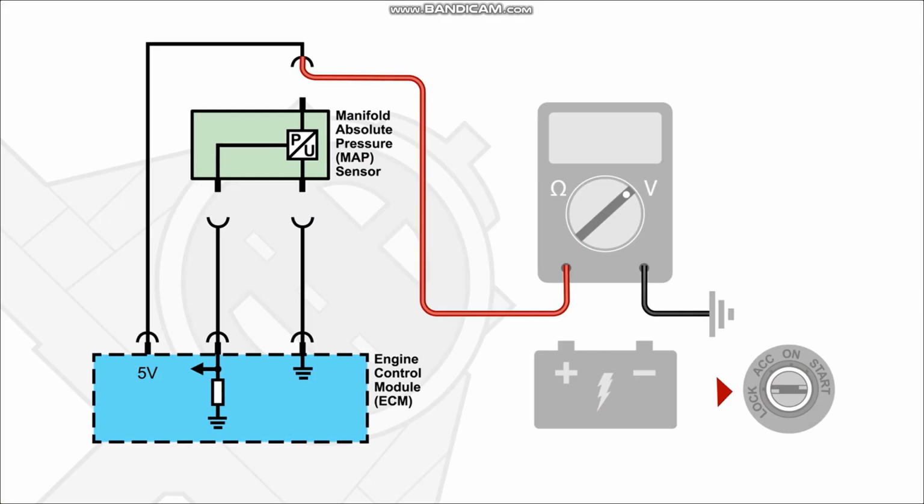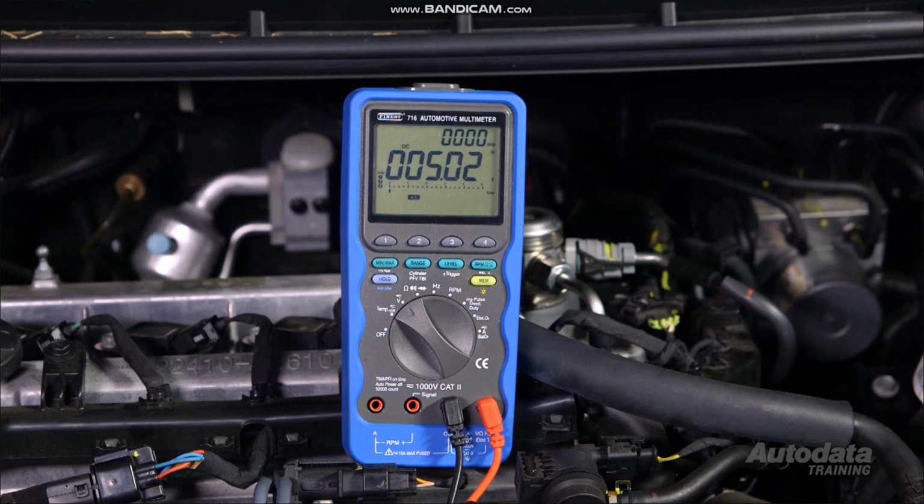Start the diagnosis by turning the ignition off, confirming correct battery voltage, and disconnecting the MAP sensor. Connect the multimeter between the 5-volt reference terminal on the wiring harness side of the circuit and ground. The correct voltage should be between 4.8 and 5.2 volts.